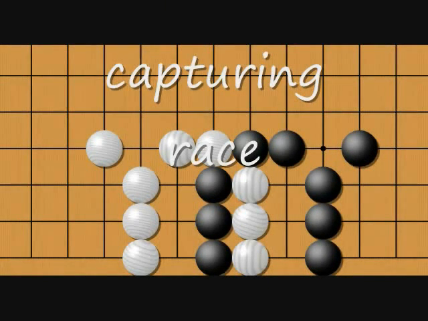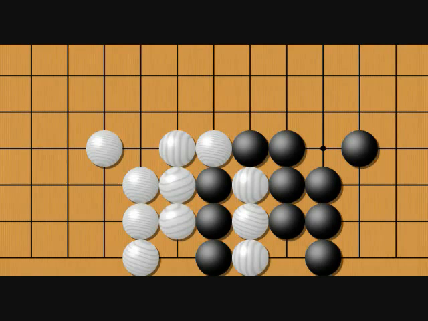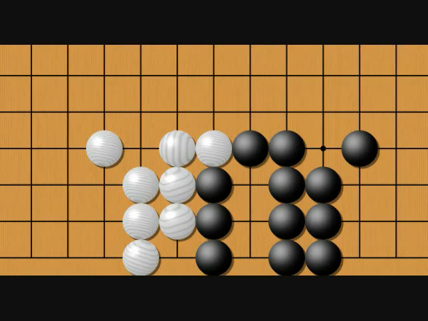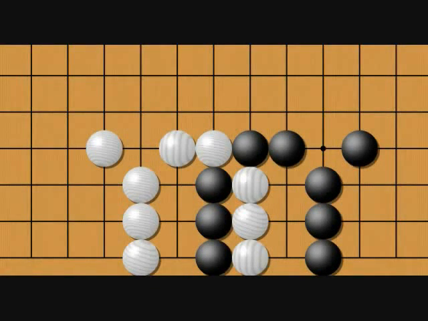A capturing race is a particular type of fight where two adjacent opposing groups have both been cut off, like the two sets of three stones in the center here. It becomes a showdown where whichever one captures the other will live. This often has implications beyond just the two groups vying for liberties. You can easily imagine that one or both of the outside groups might be depending on the contested area to make eyes.